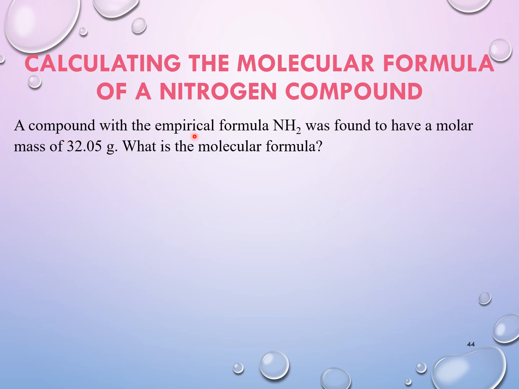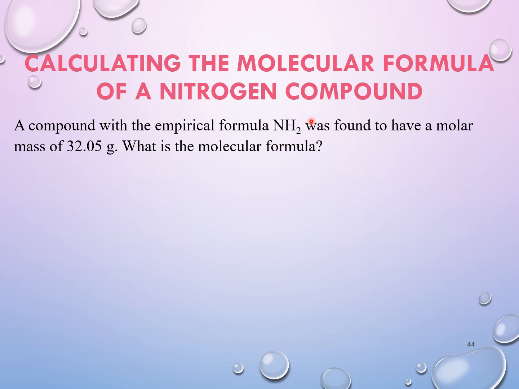A compound with empirical formula NH2 was found to have a molar mass of 32.05. What is the molecular formula? This question is pretty simple because they already gave you the empirical formula and the molar mass. All you have to do is find the molecular formula. Now there are questions that will give you information like mass percents, and then they'll give you a molar mass and ask you for the molecular formula. So you'd have to go through the whole steps of finding the empirical formula first before you can get the molecular formula. Okay, we'll skip all that part since we already have our empirical formula.